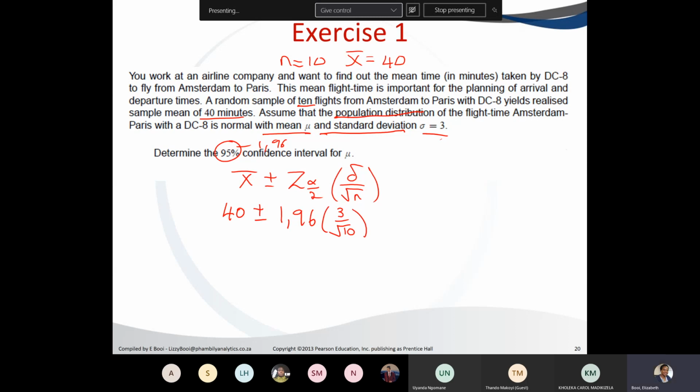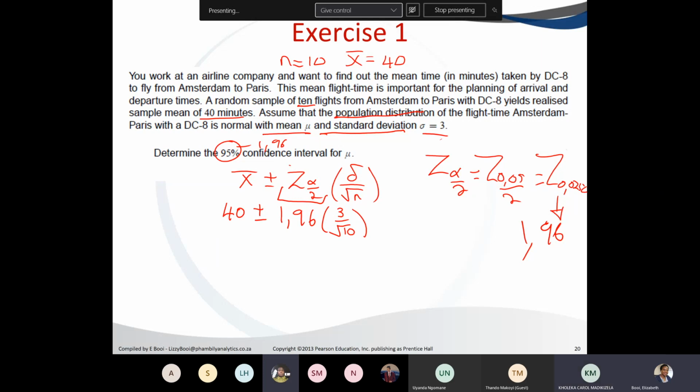So are you telling me all of you haven't worked it out? No, I'm not clear what I do with the Z. I've got the alpha divided by 2. What do you mean you're not clear what to do with the Z? Remember, Z alpha divided by 2 is Z of 0.05 divided by 2, which is Z of 0.025, which when we go to the table, the Z is just 1.96. This whole Z is just that value, 1.96. Okay, I've got it now. Thanks.